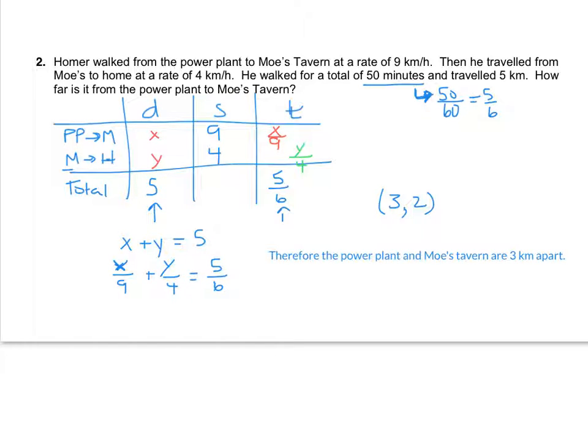And when I put that in Desmos, I got an ordered pair of 3, 2. So we were asked for the power plant to Moe's Tavern, that's the x, and the x was the 3, so therefore the power plant and Moe's Tavern are 3 kilometers apart.